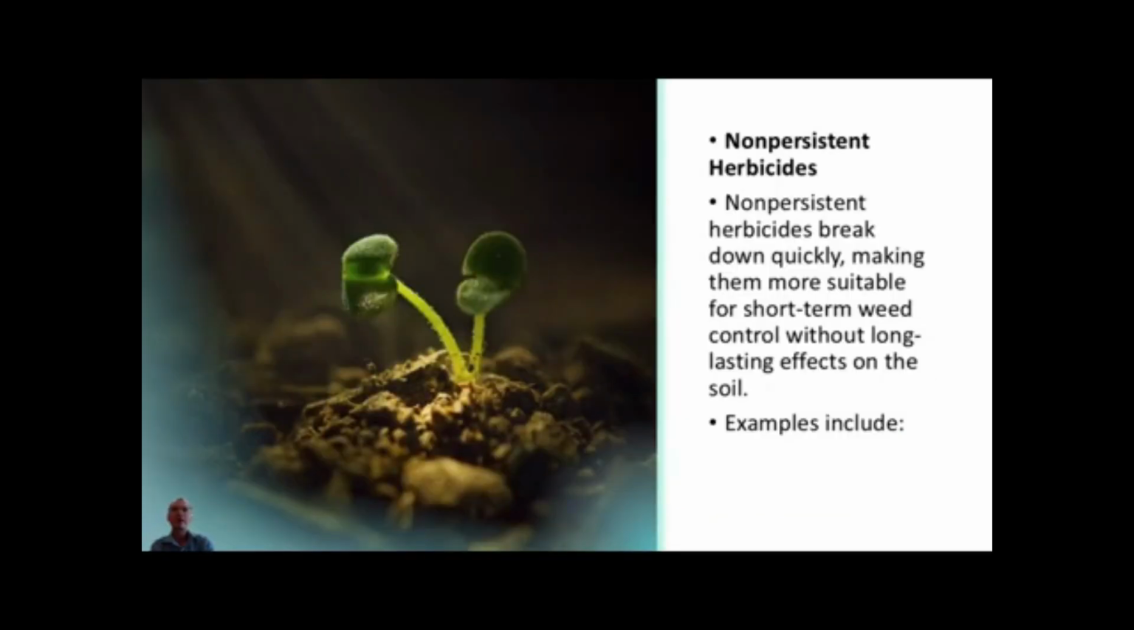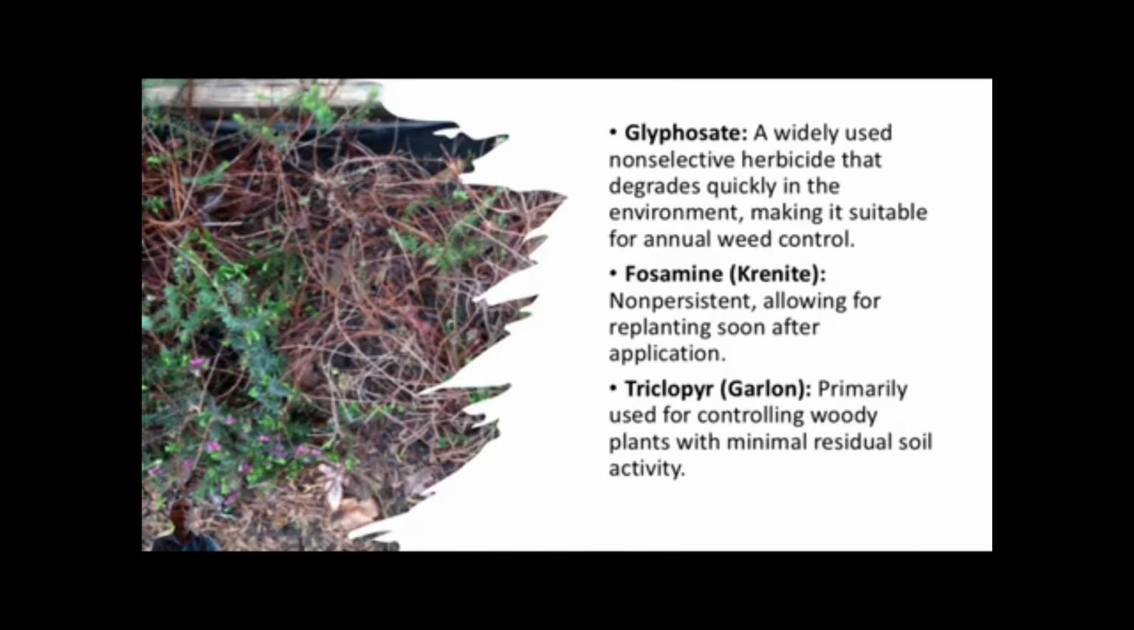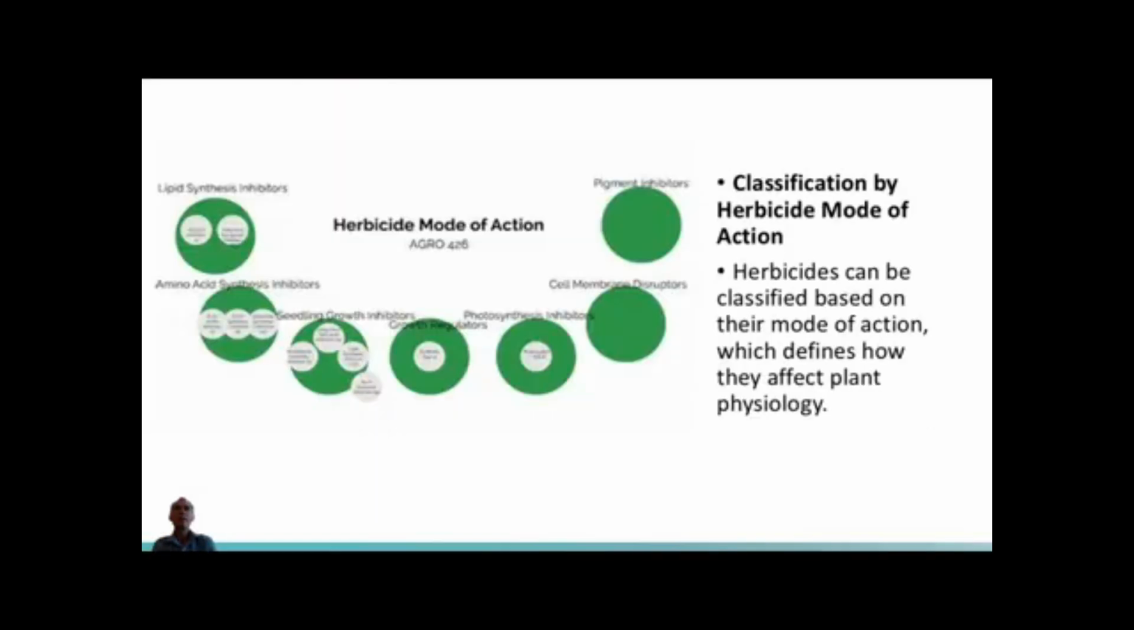Non-persistent herbicides. Non-persistent herbicides break down quickly, making them more suitable for short-term weed control without long-lasting effects on the soil. Examples include glyphosate, a widely used non-selective herbicide that degrades quickly in the environment, making it suitable for annual weed control. Fosamine, Krenite, non-persistent, allowing for replanting soon after application. Triclopyr, Garlon, primarily used for controlling woody plants with minimal residual soil activity.